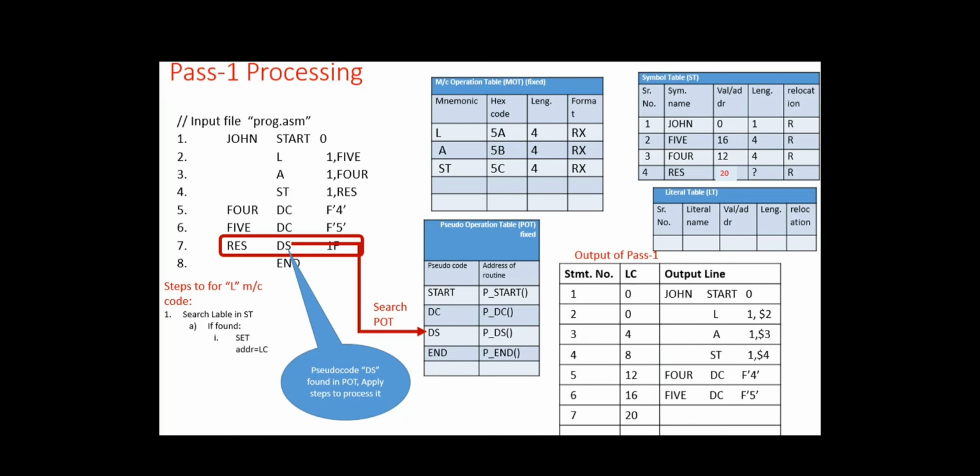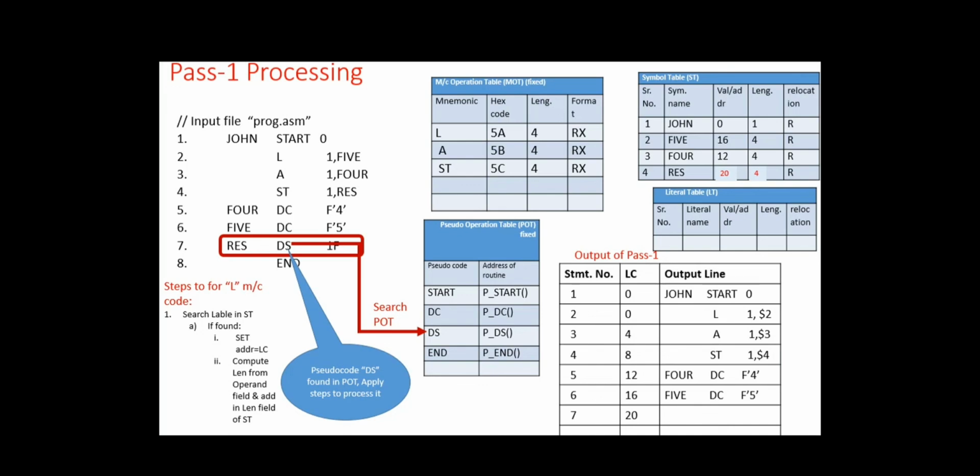Quoted value is missing because we are not defining any constant for that symbol with DS. That's why the quoted value is not there. So 1F means 1 into F. If it is 2F, 2 into F; 100 into F, likewise. F, always remember, is 4 bytes. So 1 into 4 is equal to 4. So the length field of my result variable will be 4.